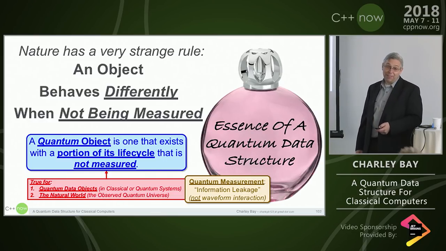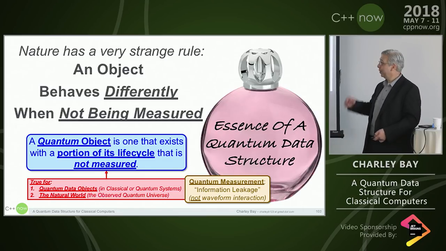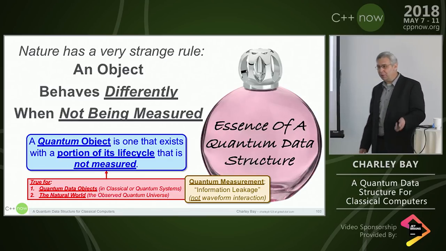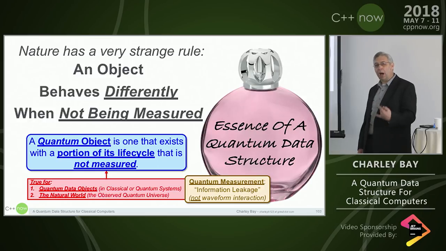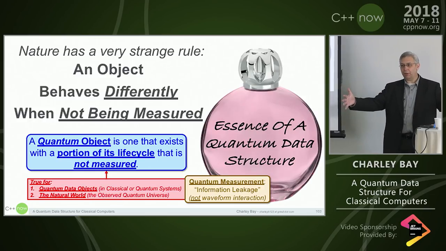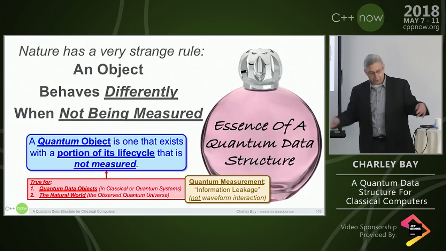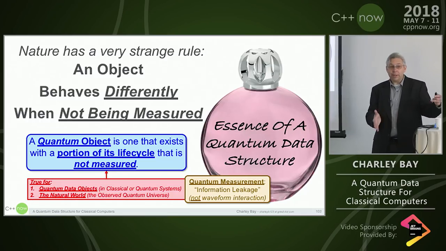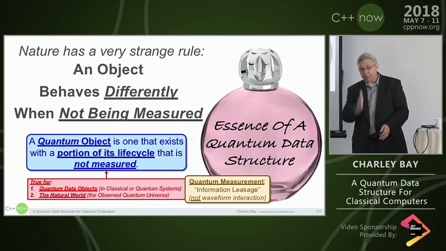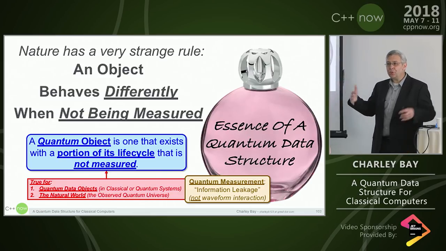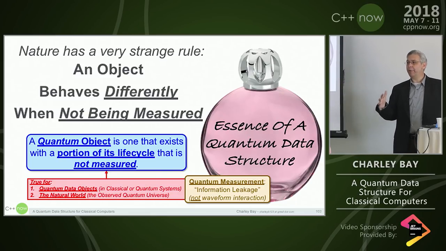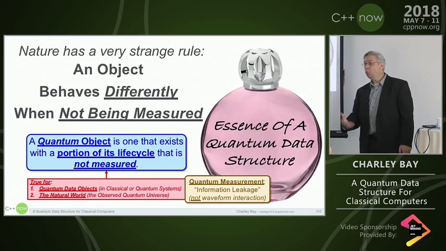And in the land of physics, that's actually true. At the micro scale, that's true, but it turns out with technology, you can do that at the macro scale, which is interesting. A quantum object, a data object, even in our classical systems, exists with a portion of its life cycle that's not measured. You're going to set it up, you're going to fiddle with it, you may entangle more things, but you're not measuring it. You didn't look at it. Once you look at it, the wave function collapses, and you've got a certain value. But prior to that, you've orchestrated the algorithm by which the eventual measure will be presented.